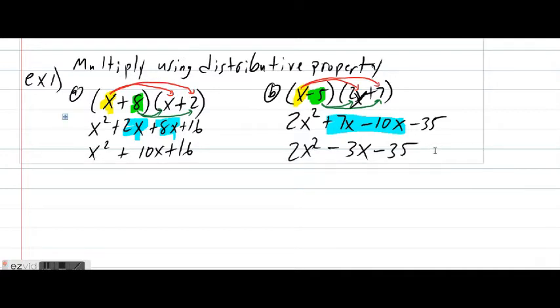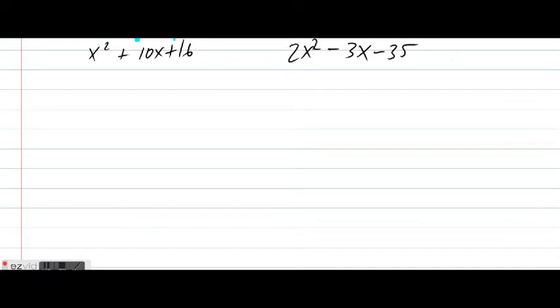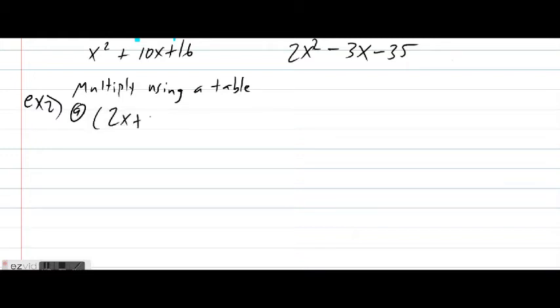Alright, so that's multiplying using the distributive property, or again, sometimes you'll hear a math teacher refer to it as the double distributive property. Now, there's another way of multiplying these, and it's using a table. So we're going to multiply using a table. And when you're using a table, some students really like this because it keeps things organized. Alright, so here's the problem. Part A. 2x plus 3 times x minus 3.